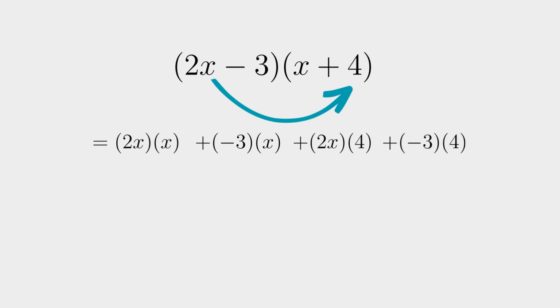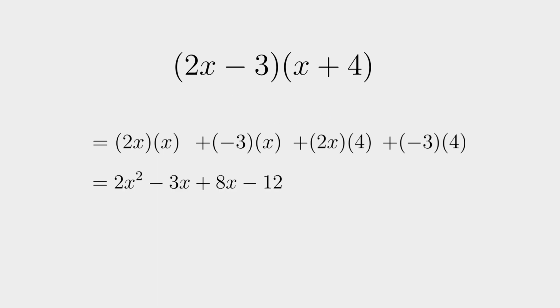Simplify the expression. 2x times x is 2x squared. Negative 3 times x is negative 3x. 2x times 4 is 8x. And negative 3 times 4 is negative 12. Subtract 3x from 8x, and then you have your answer, which is 2x squared plus 5x negative 12.